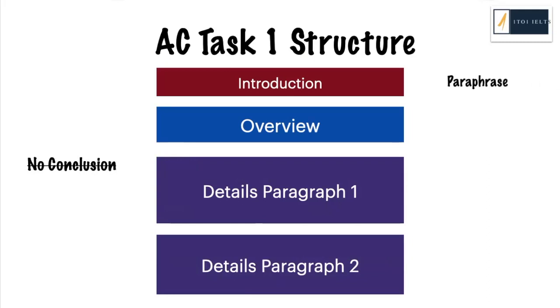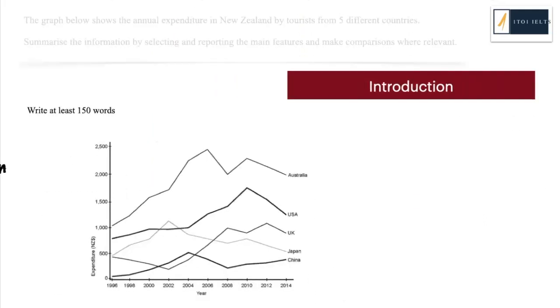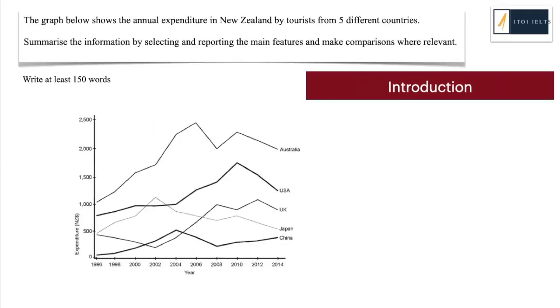In your introduction, you are basically paraphrasing the title. Your overview, you are giving key features, so general features of the graph. And then in your 2 details paragraphs, you're giving specific details about data in the graph. So let's start off looking at the introduction. As I mentioned before, the introduction is simply a paraphrase of the title.